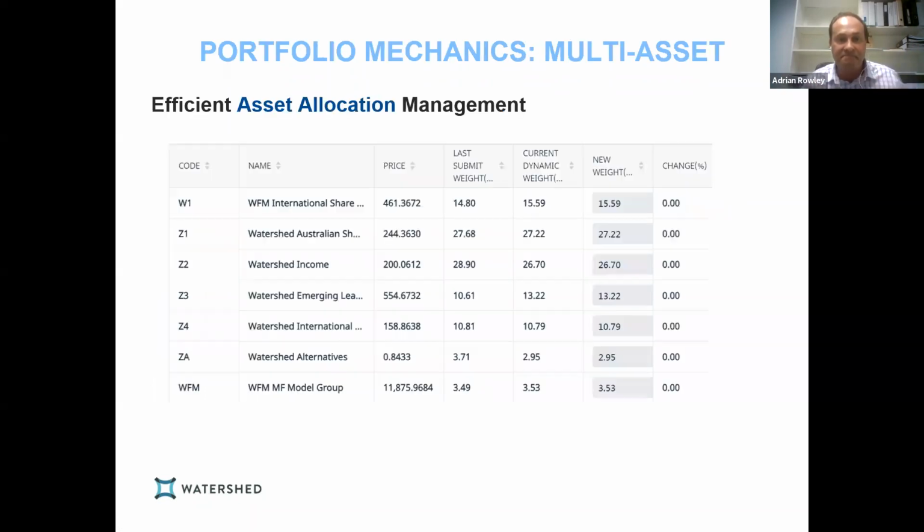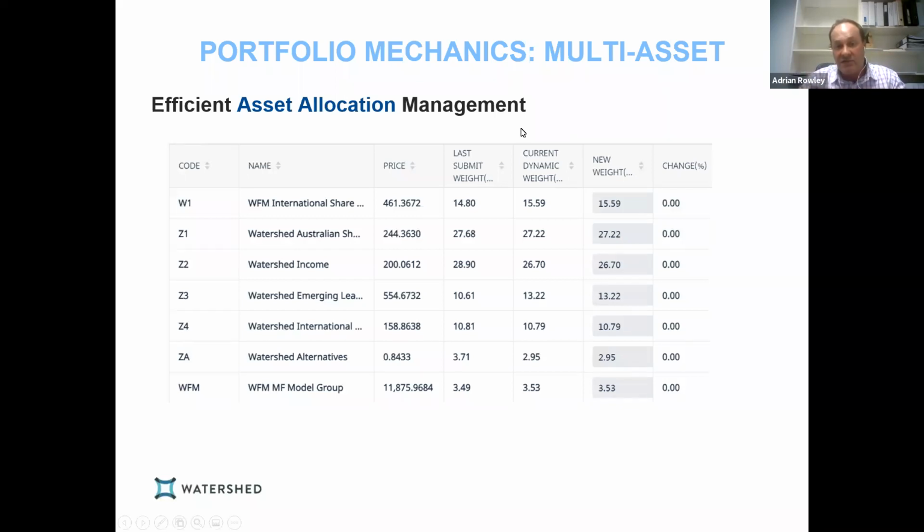Next slide, thank you. So I'm just going to show you quickly how this works, to show you the kind of efficiency that we have. This is just a slide that shows a model portfolio weight for us. I think it's our balanced or growth portfolio. You can see there that we simply have a last submitted weight and current weight for each of those sector-based SMAs. So you can see the international share, the Aussie share, the income, the emerging leaders, our international ETF, which we use ETFs for rest of world exposure, our alternatives bucket, so there's a couple of funds in there. So we can put whatever we want into these sector buckets.